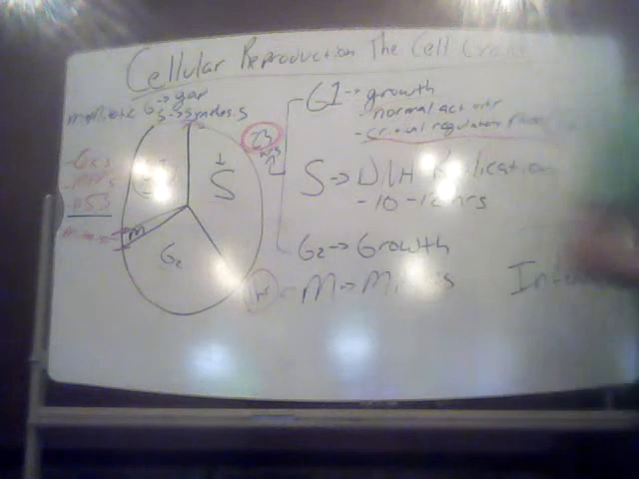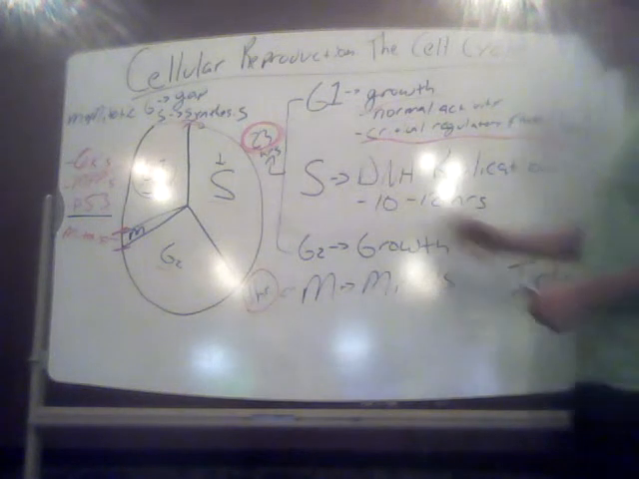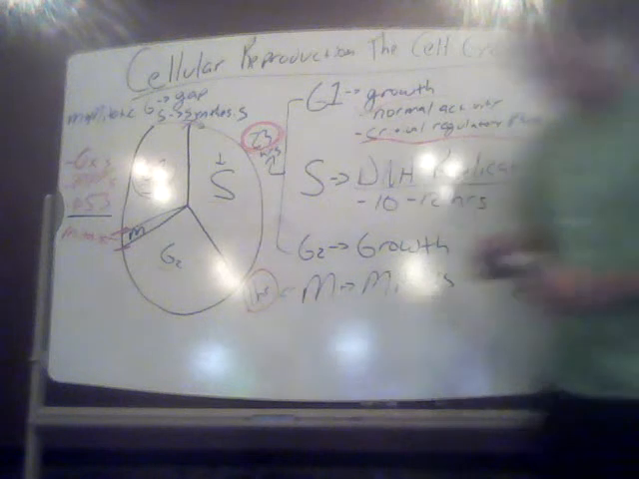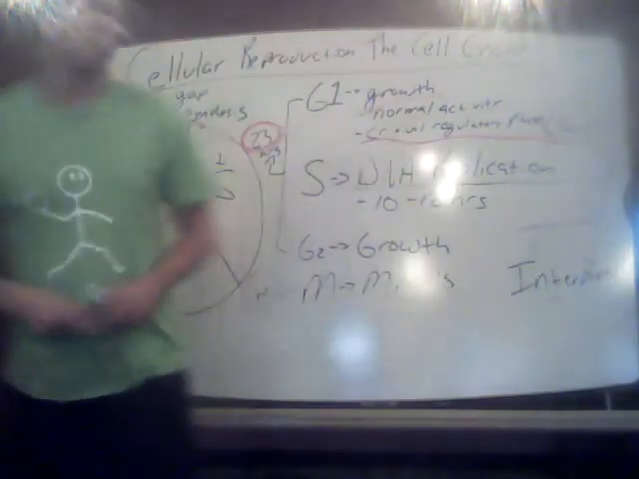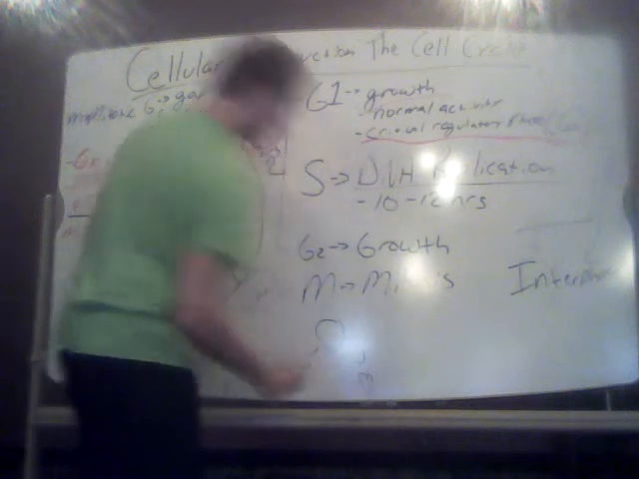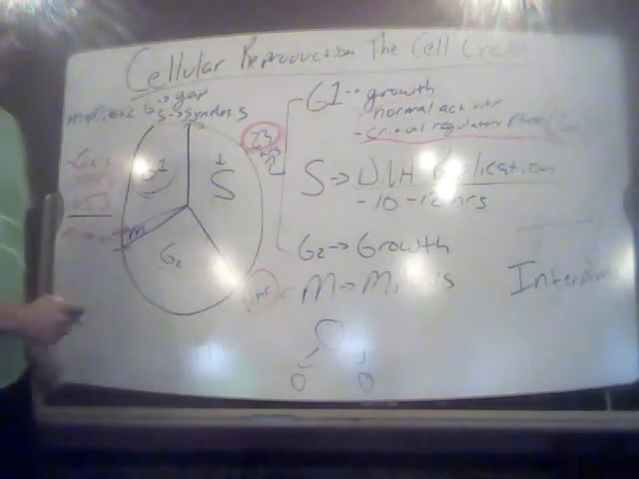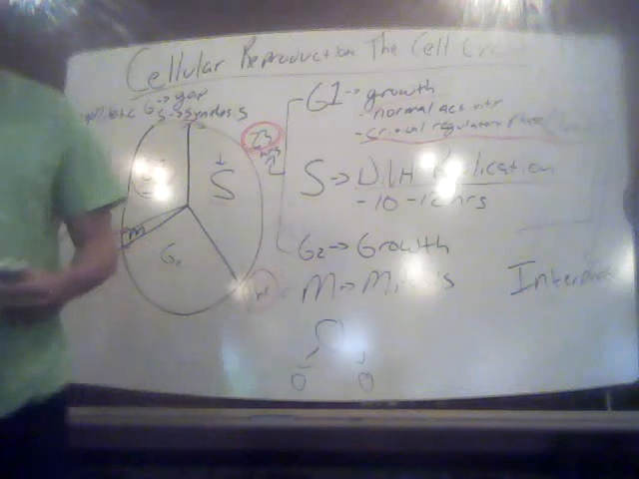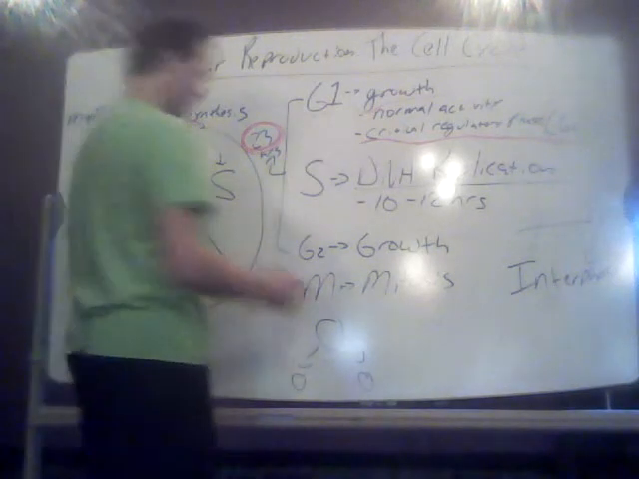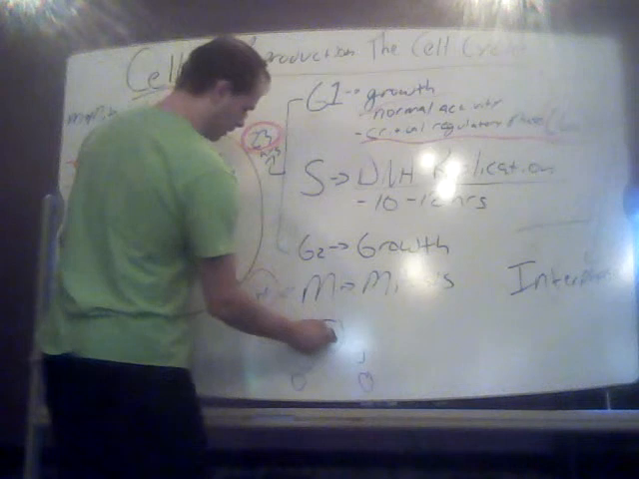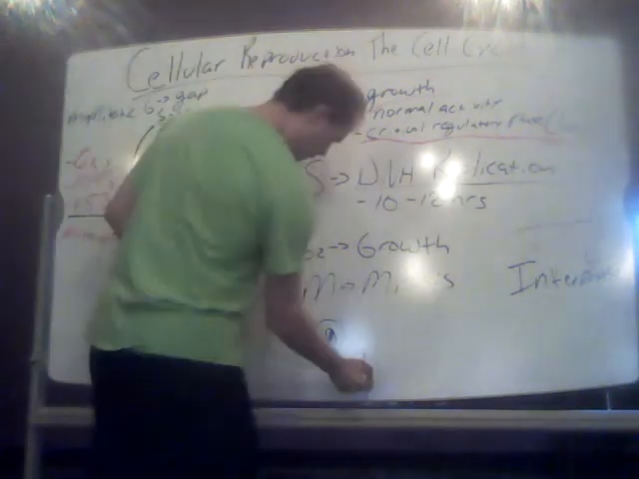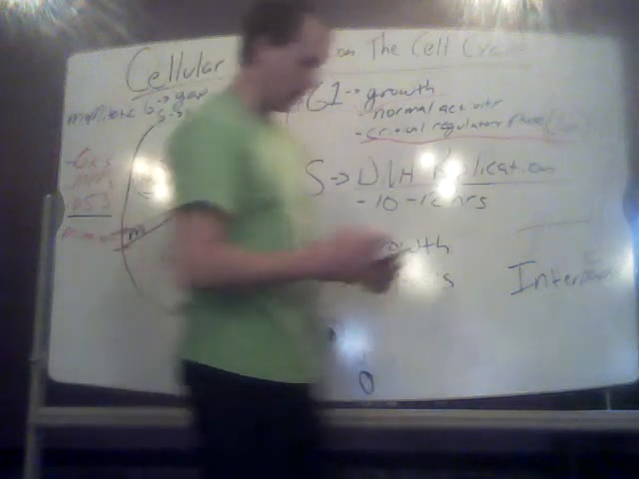And S stands for synthesis. Really the main thing that's going on here is DNA replication. You have to remember that when we divide and we make genetic copies of daughter cells, these daughter cells are taking genetic information from the mother cell. So as a result, this cell needs to replicate all of its genetic material, all of its DNA, so we can ensure that we have exact identical copies.